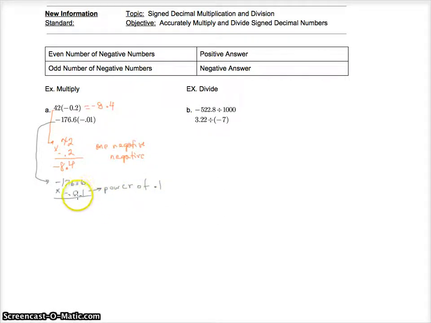So I've got 2 decimal digits here, so I'm going to move left 2 decimal digits. I'm going to go 2 spaces left. So I'll have 176.6, and then I go 1, 2 spaces to the left. So I have 1.766, and then I have 2 negatives.